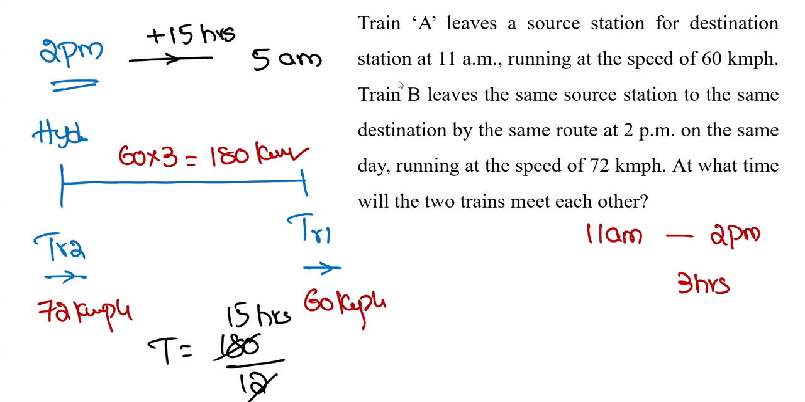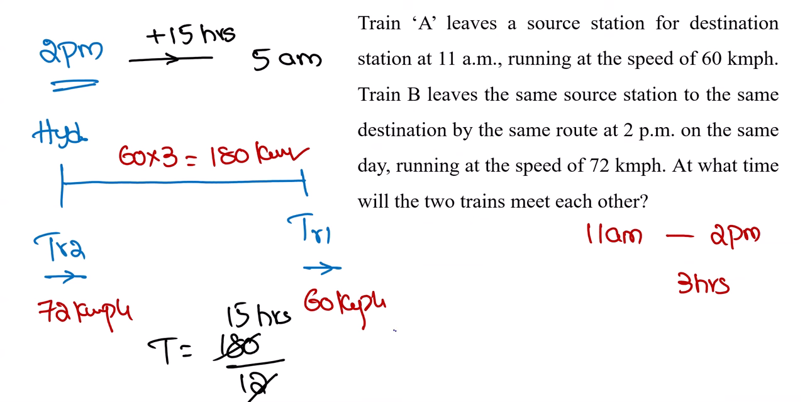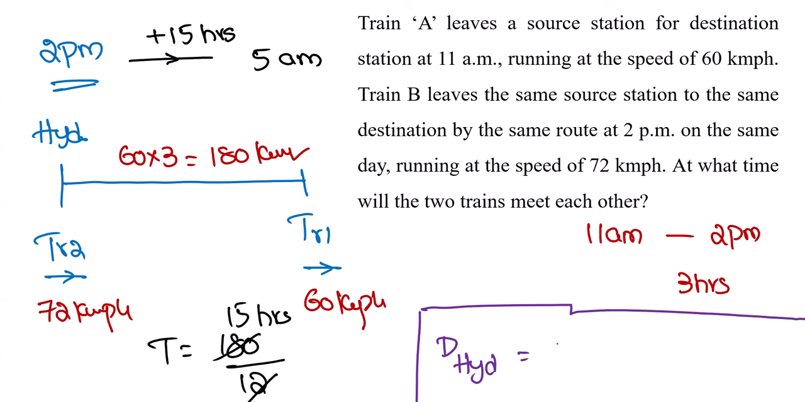So see the beauty in this question. Sometimes they'll ask at what distance from Hyderabad the trains are meeting. Then you consider the distance of any one of the trains from Hyderabad, which is speed into time. The second train's speed is 72 and it travels 15 hours to meet. So 1050 plus 30, 1080.